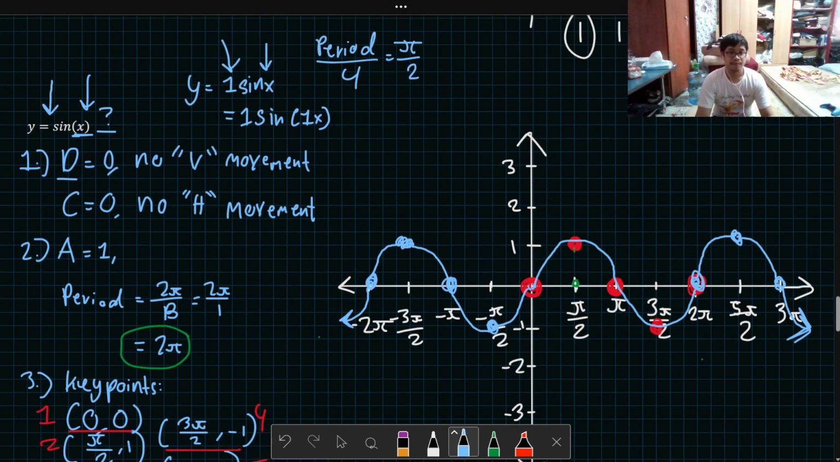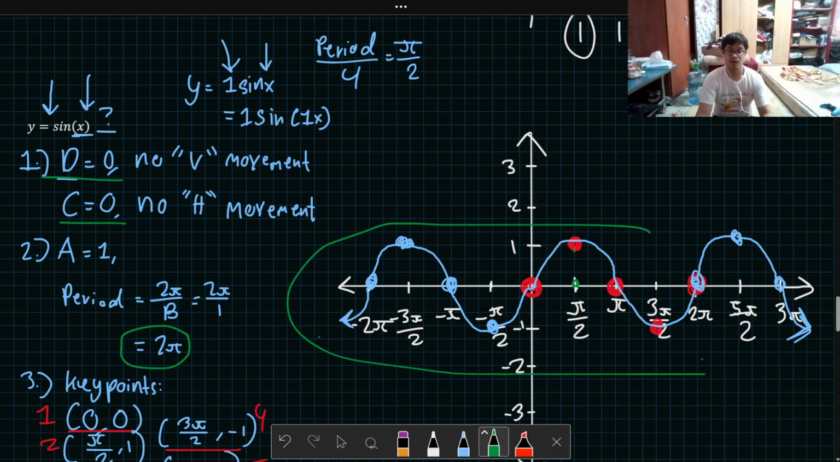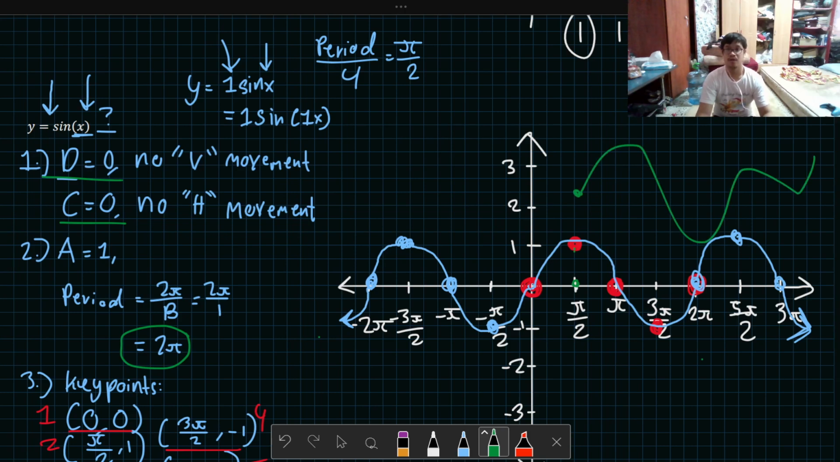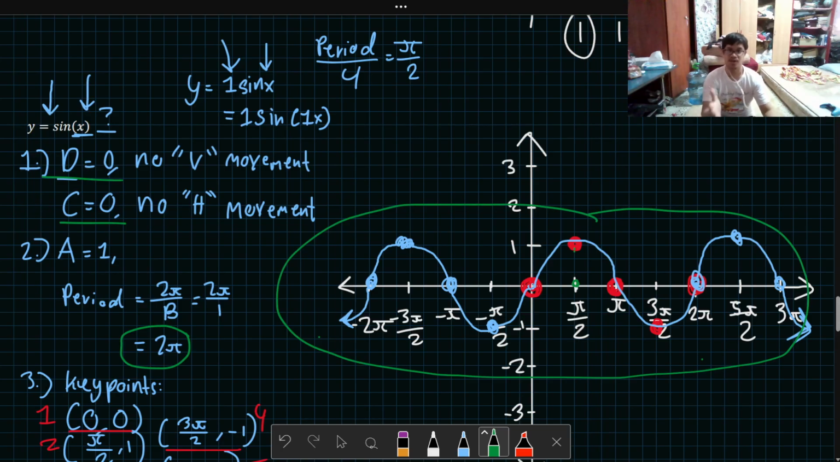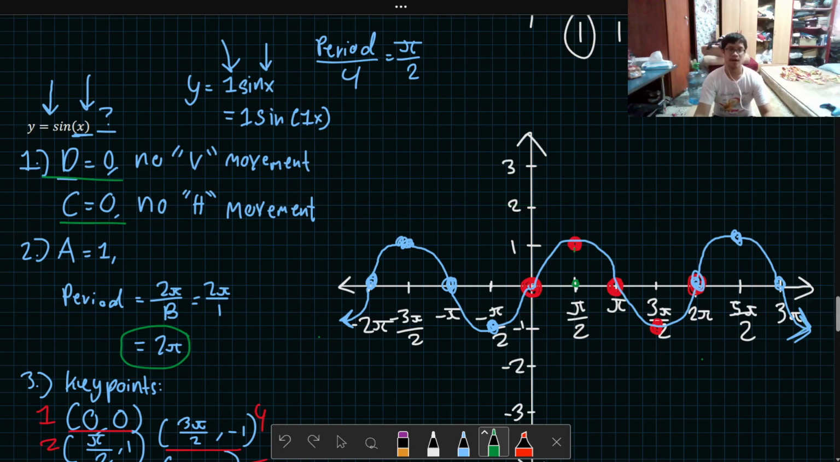Now, I would like to add one more fact. Your d is equal to 0 and your c is equal to 0, right? It means that there's no vertical movement and there's no horizontal movement. So it makes sense, which means that the graph will stay like this. The graph will not start from here and then go elsewhere, nor will it shift horizontally. If there's no vertical and no horizontal movement, it just simply stays here. It doesn't go up, doesn't go down.